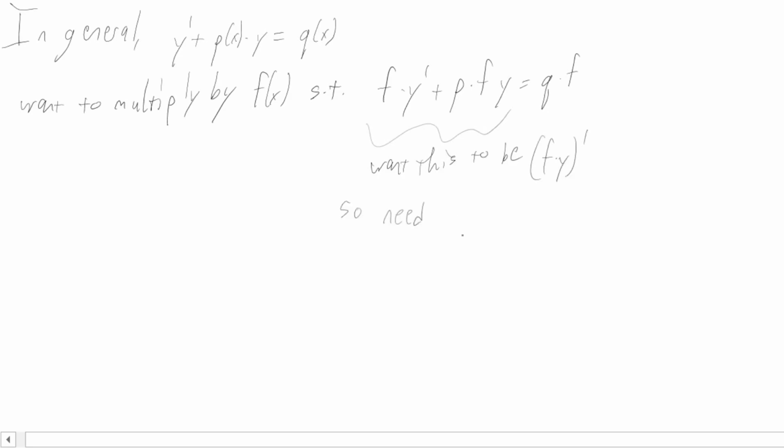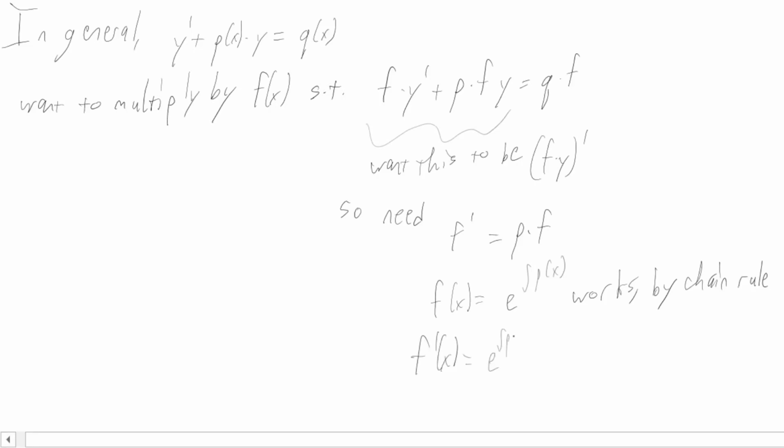And so doing a little bit of algebra, we'll see that f prime should be equal to p times f. And so by the fundamental theorem of calculus, if we take f of x to be e to the antiderivative of p, then this will work by chain rule. And you could check it by taking the derivative of f. You'll see that the derivative of f is going to be f times p.